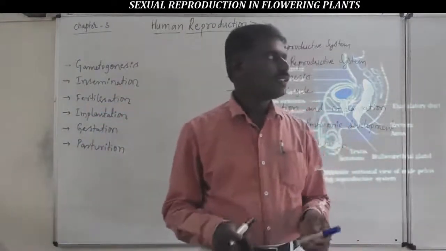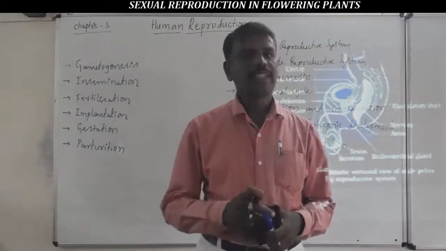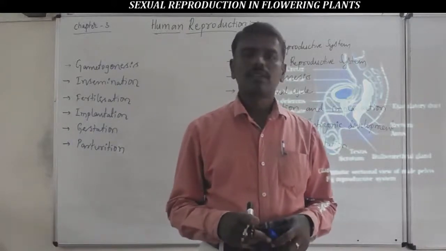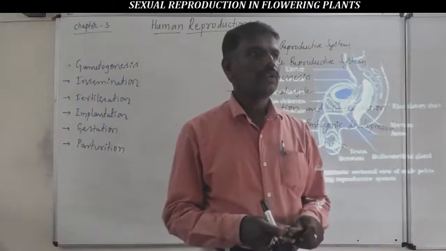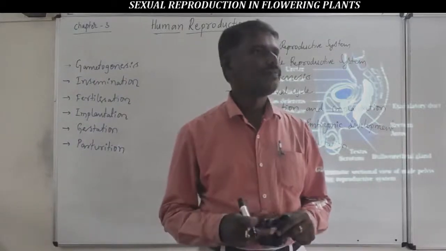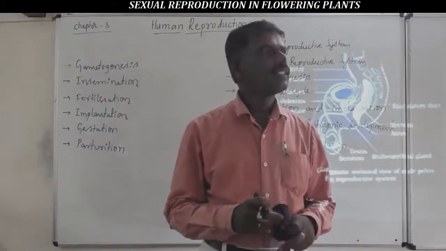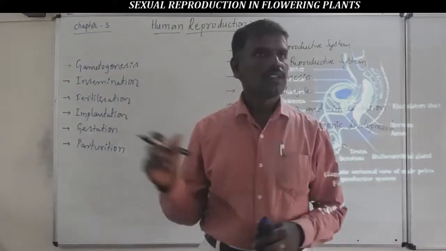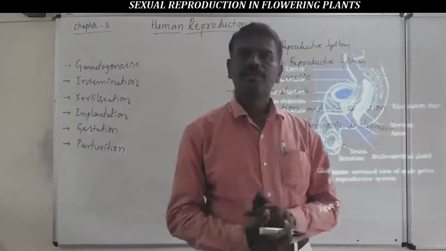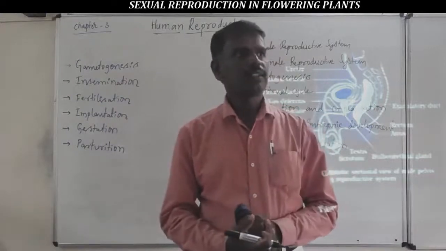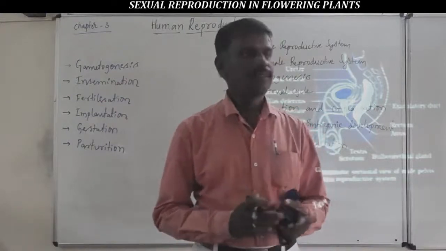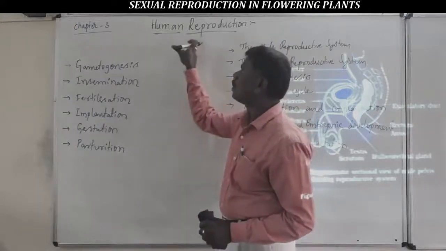In the last class, we discussed reproduction in flowering plants, chapter number 2. So it is completed. Today we will discuss, in the same first unit, chapter number 3, human reproduction.